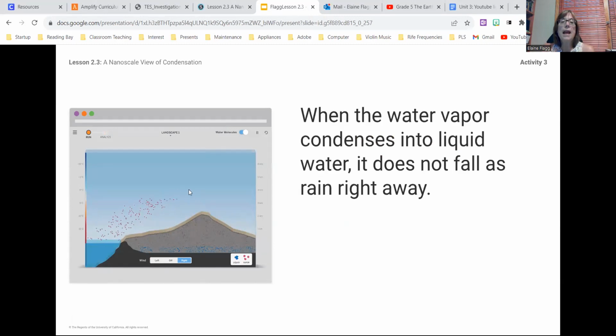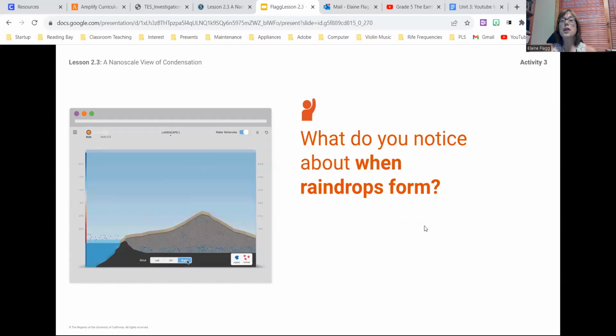And then it starts to condense and form, and the clouds form as well. So the condensation has something to do with it. So what do you notice about when the raindrops form? You might notice that a cloud starts to develop, right? That it's higher in the air where the air is cooler as well.